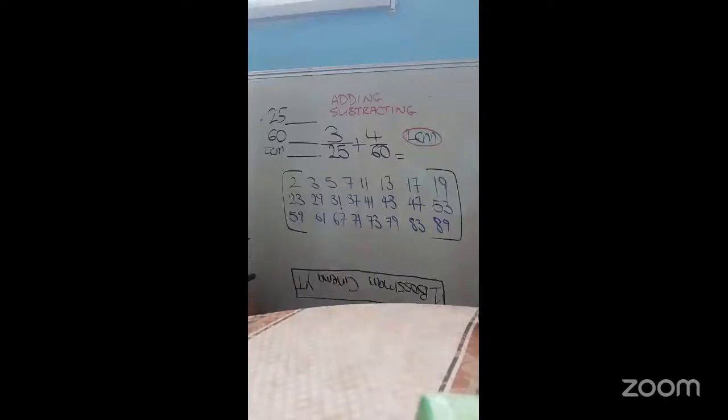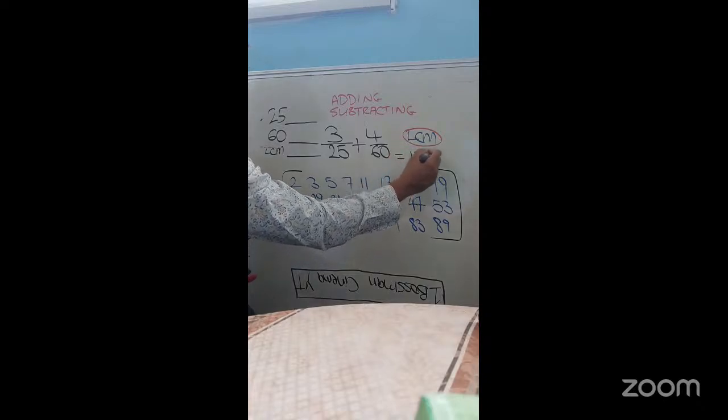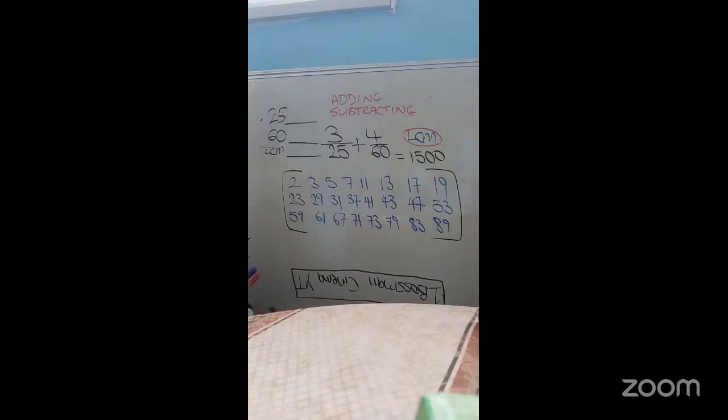75 times 2 is 150... 250 times 2 is 500. 500 times 3. Imagine that as your LCM. There's no way that the LCM of this would be 1500. It couldn't be. So let's find the prime factors of 25 and 60.